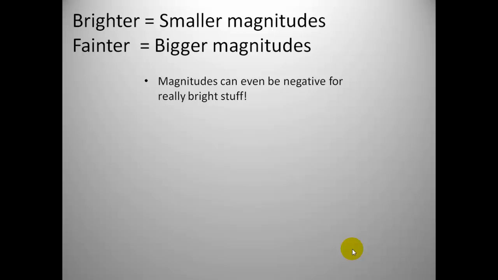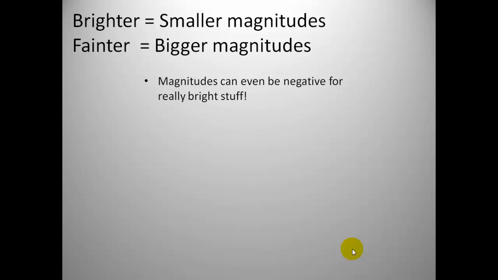Now, the thing to note with this is that the brighter stars have smaller magnitudes. The fainter stars have very large magnitudes. A magnitude of 10 is a very faint star. We can't possibly see it without using a very good telescope. And on the other side, if you have a very small magnitude, it goes to 0 and then becomes more negative, then this means it's very bright.